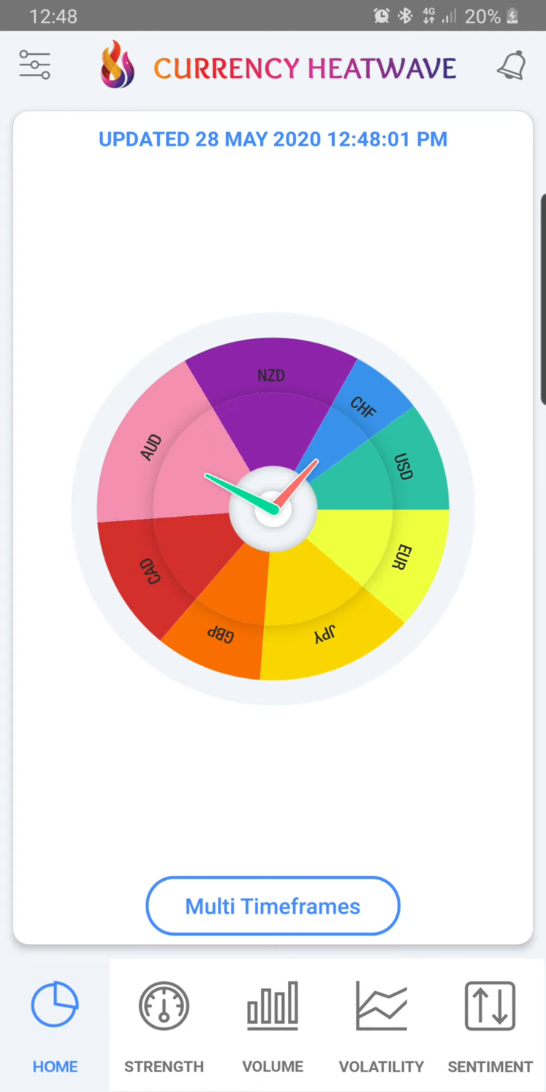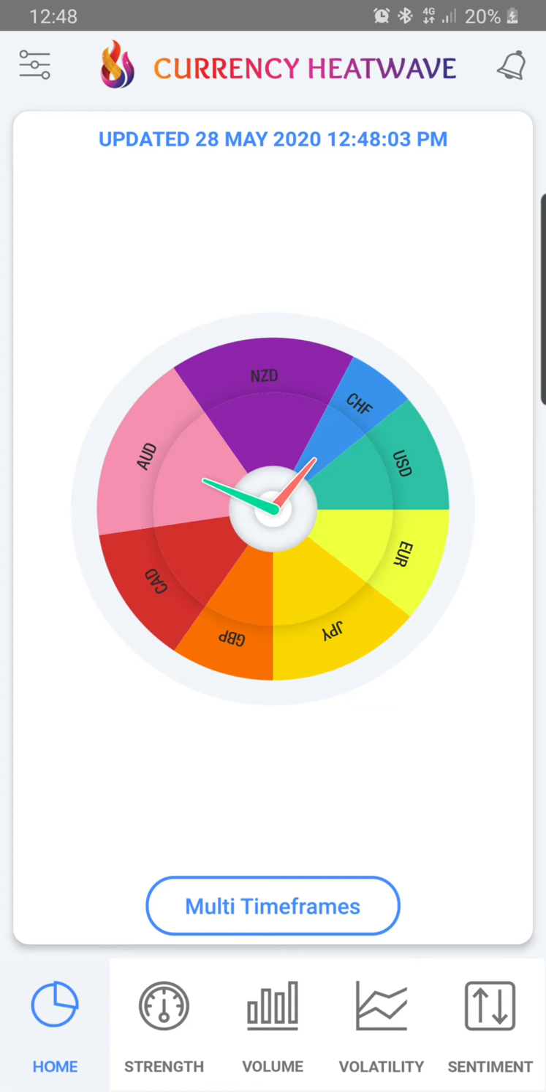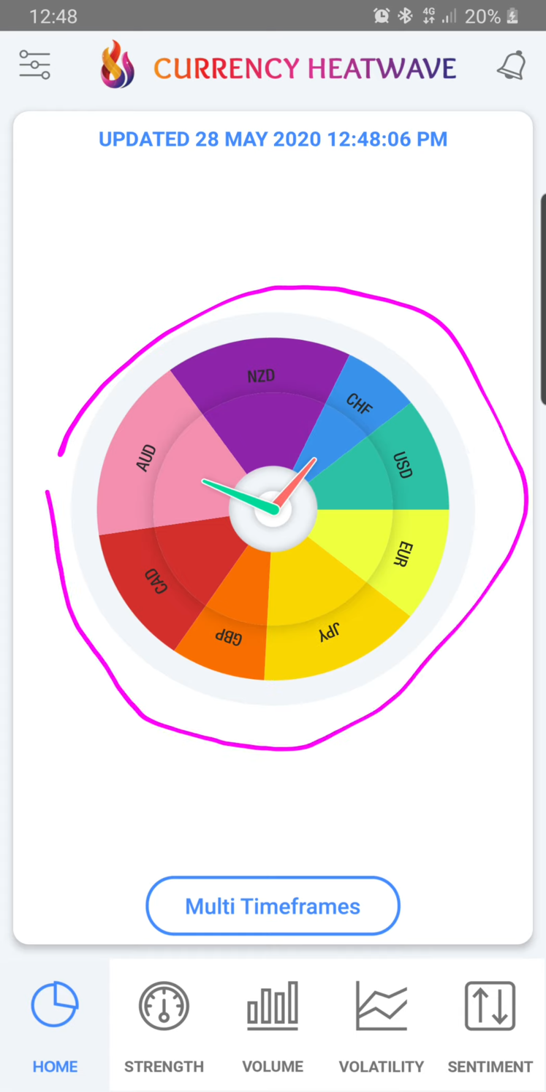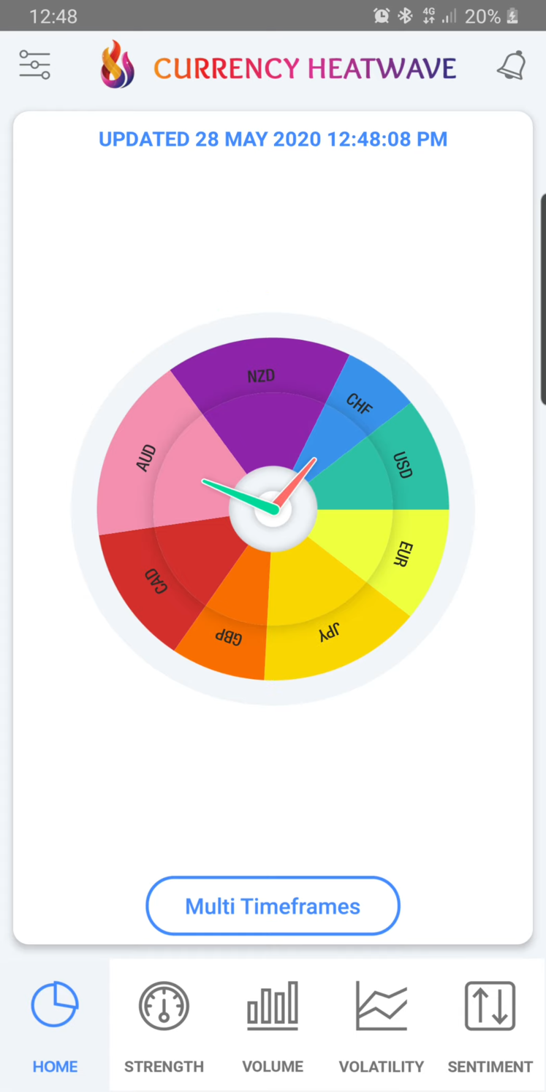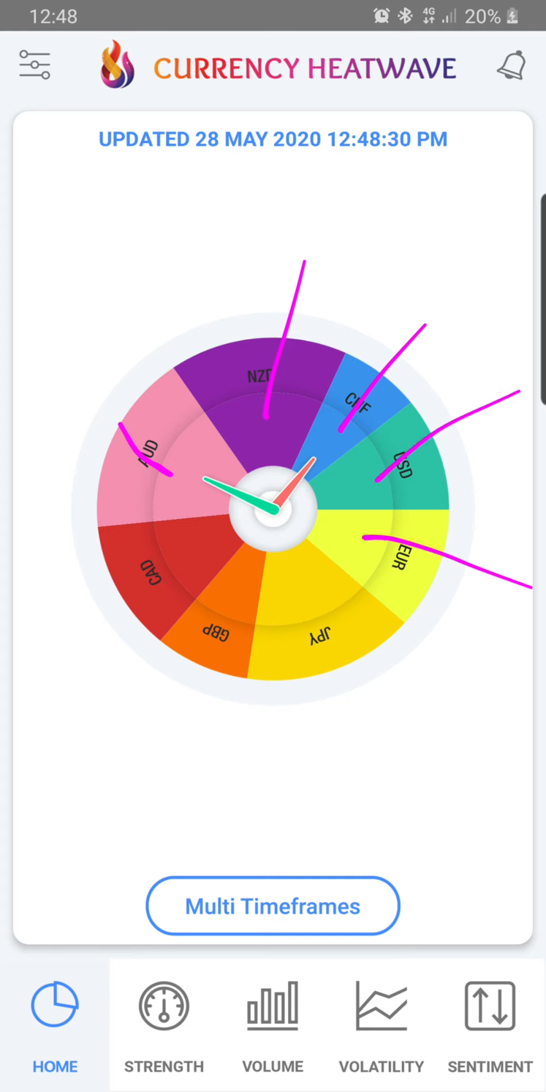So over here you can see something like a clock, like a pie chart, and the pie chart is divided with arrows. You have your red arrow and your green arrow. You can see that the pie chart is divided into eight, which is eight of the major currencies. We have AUD, NZD, CHF, USD, Euro, JPY, GBP, and CAD.